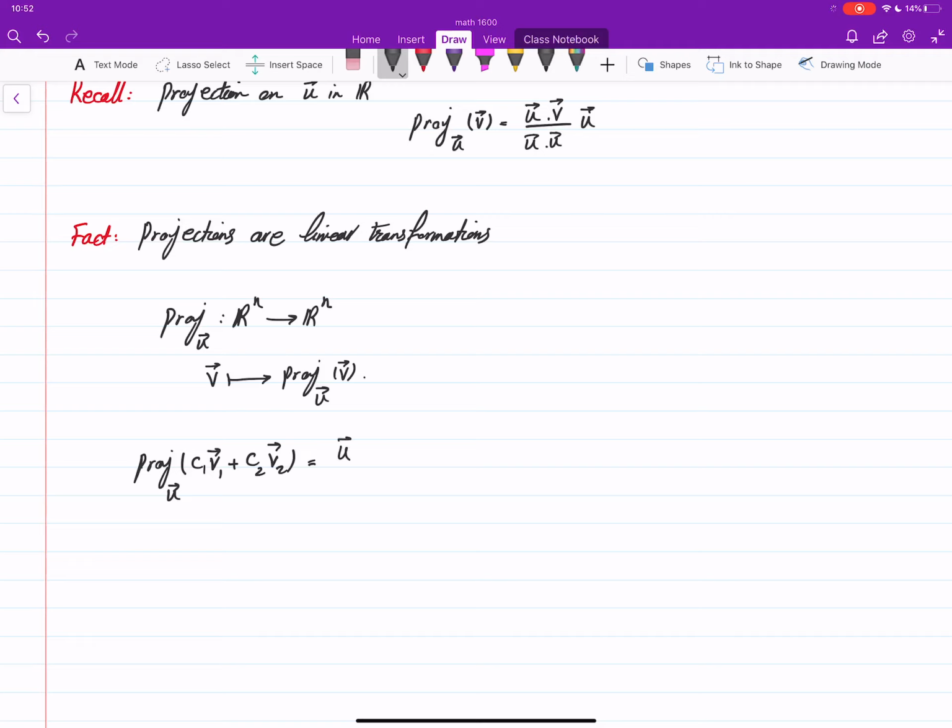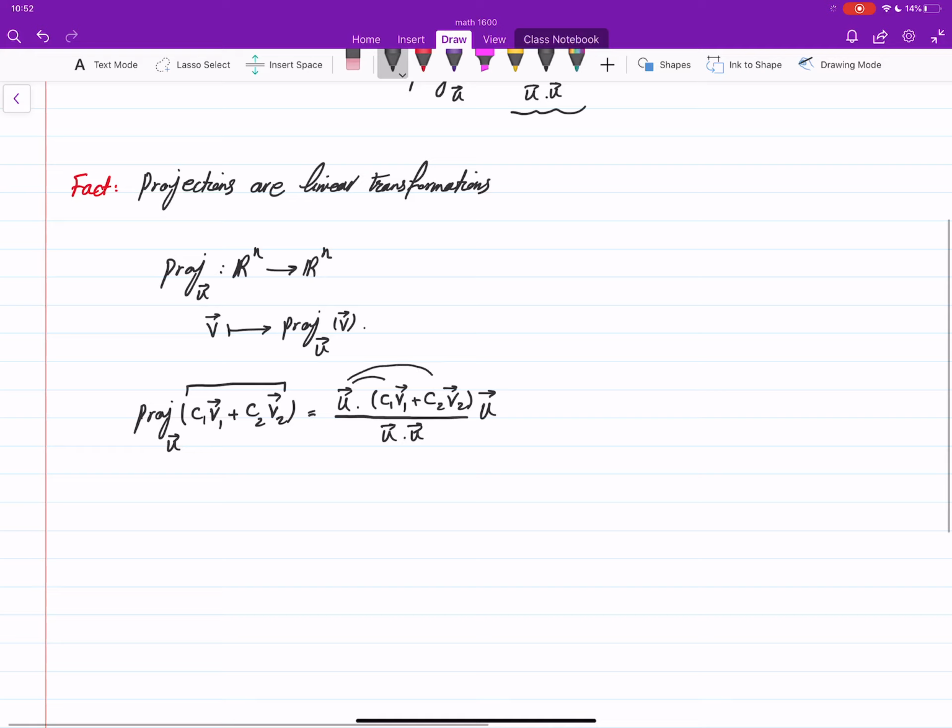Meaning that, well, let us start using the formula we have here. So instead of v, we have c1 v1 plus c2 v2 over u dot u scalar multiplied to u. Now, here in the numerator, you notice that this is dot product. Dot product works nicely with vector addition. It means that it distributes over vector addition. And then there's a scalar multiplication c1 here. That will come out. So it will be c1 u dot v1 plus c2 u dot v2 over u dot u. Then this as a scalar number multiplied to u.